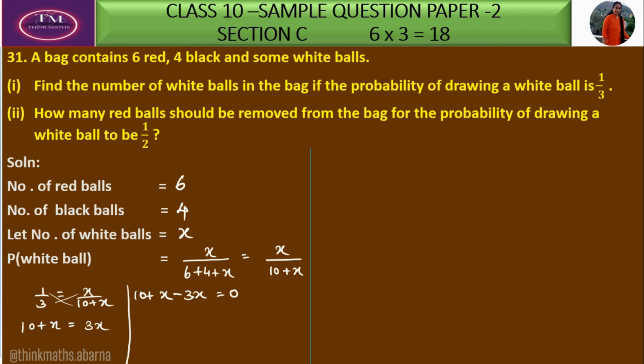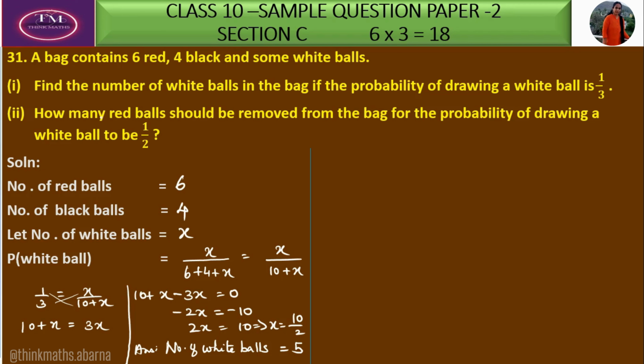So what is x minus 3x? Here the negative sign is for the bigger number. So you will get minus 2x equal to minus 10. Both sides' negatives get cancelled, so you will get 2x equal to 10. This means x is equal to 10 divided by 2, which is 5. So the answer is the number of white balls equal to 5.